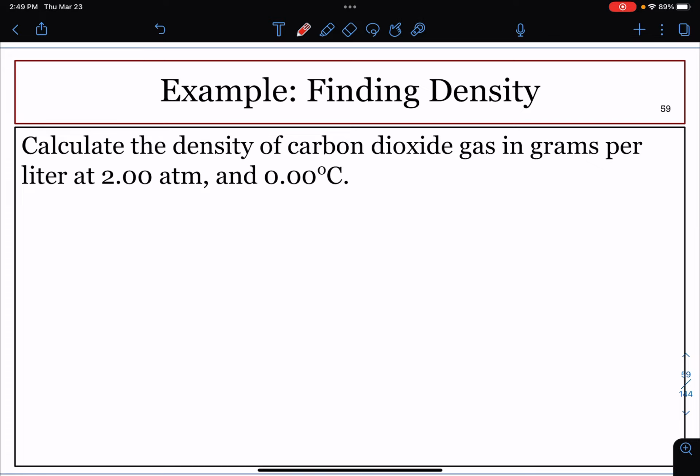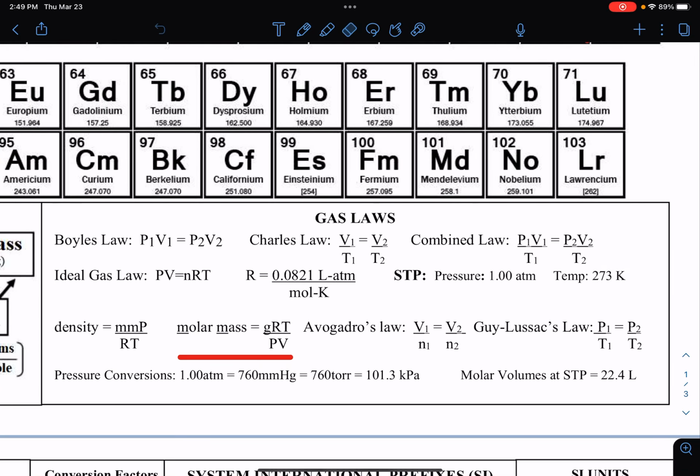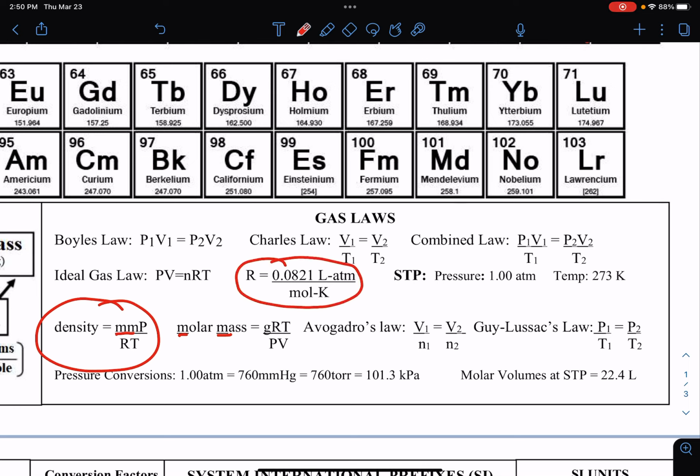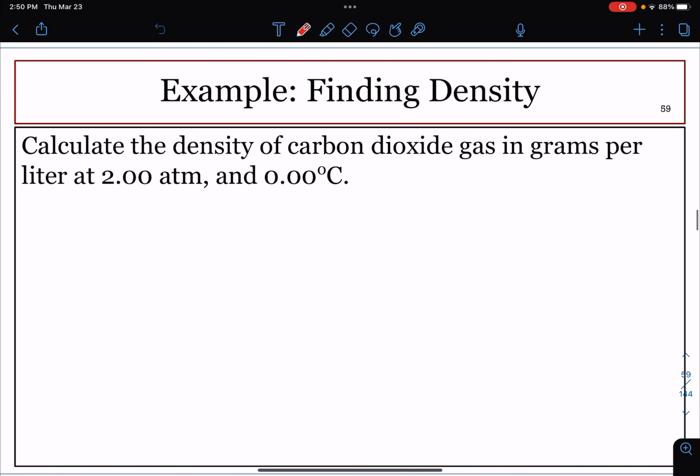Now let's try this problem where we calculate the density of a substance. Going to the periodic table, you can see that we have this equation where the MM is for molar mass. So that's the molar mass of the substance times the pressure divided by R divided by temperature. Remember, this is your R value. It's a constant. So go ahead and see if you can solve this problem.